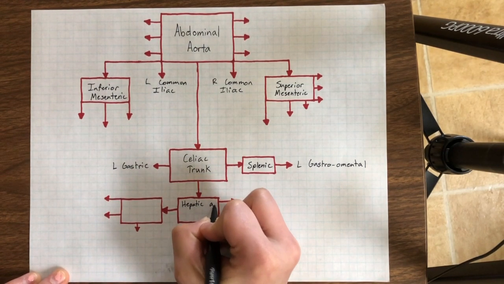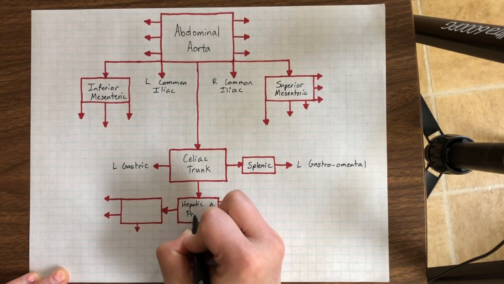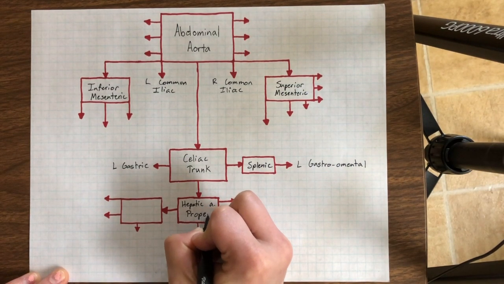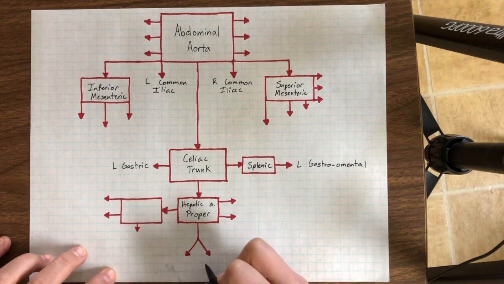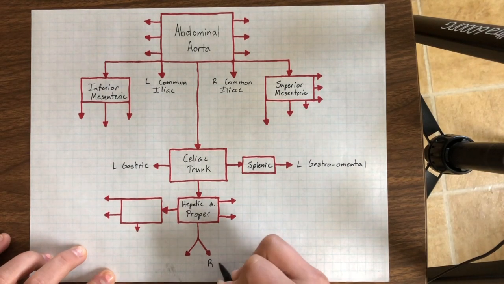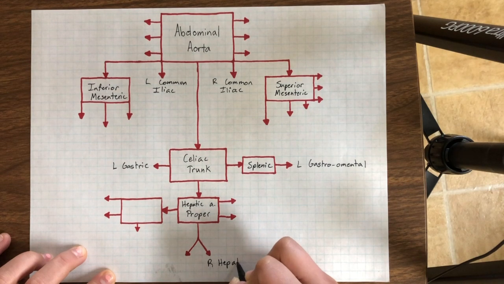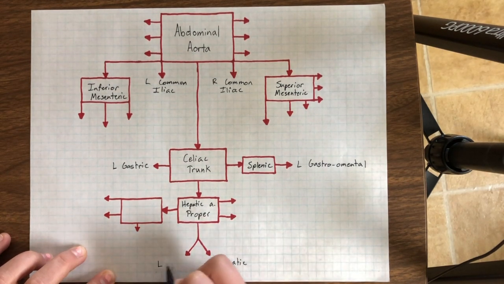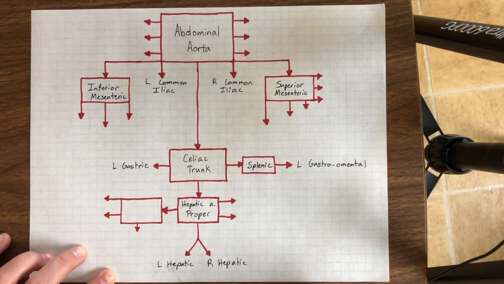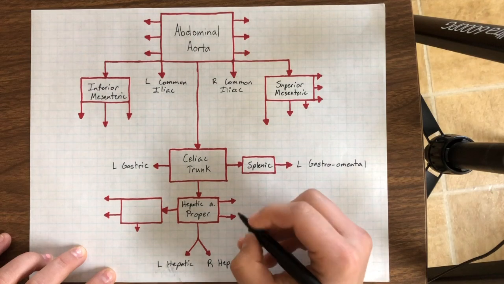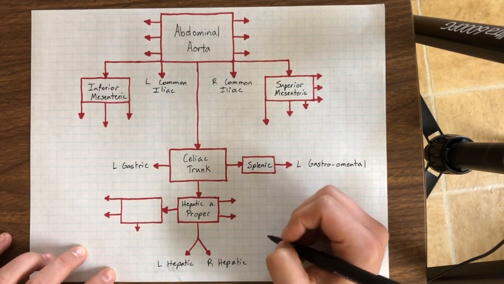And we know that because it's got the term proper in it, it's going to bifurcate, and it does, into right and left hepatic arteries. And these are just going to supply the liver. So we've got our right hepatic and our left hepatic. We're going to have two more branches coming off of the hepatic artery proper before it bifurcates, however.